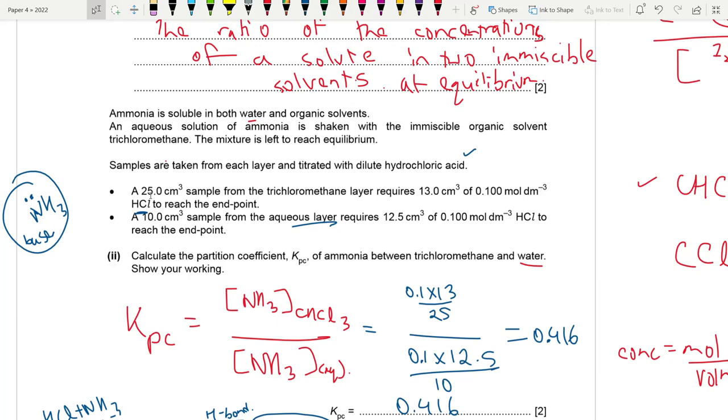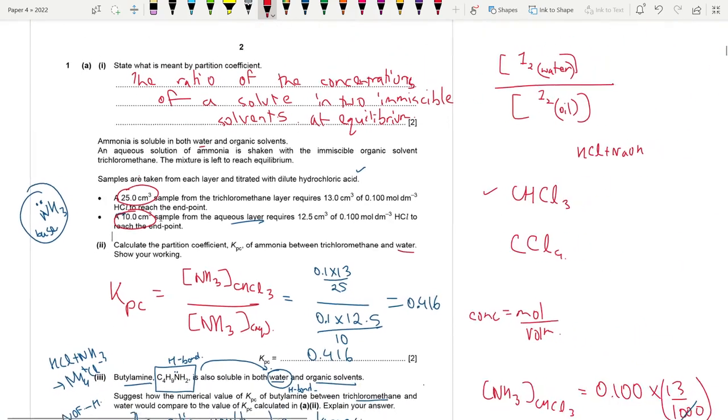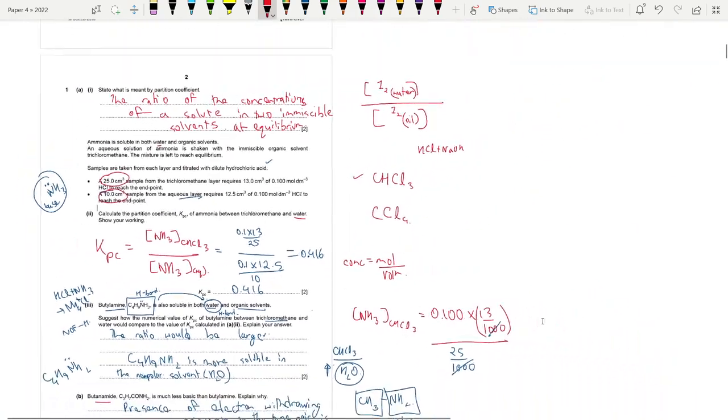And for concentration, you know that it's moles divided by volume, right? So you need to divide it by the volume. In the numerator, it will be divided by 25 cm cube, and in the denominator, it will be divided by 10 cm cube. Okay, so why didn't we write the 1000s, by the way? Because they get cancelled out in the numerator and denominator. That's why we did not write it. Okay, it was actually like this.